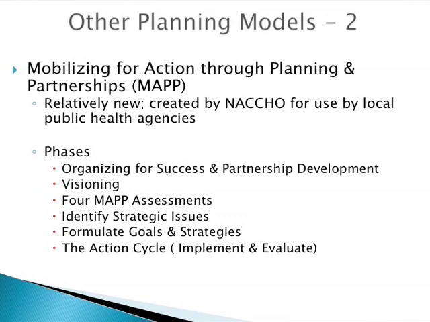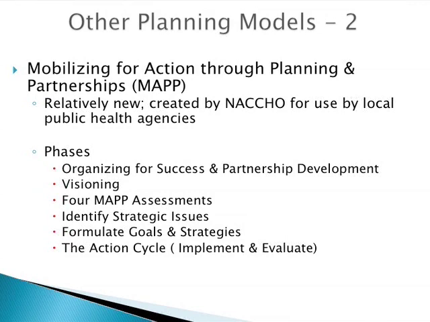In the first phase of MAP, Organizing for Success and Partnership Development, core planners assess whether or not the MAP process is timely, appropriate, or even possible. Phase 2, Visioning, guides the community through a process that results in a shared vision, what the ideal future looks like, and common values, principles, and beliefs that will guide the remainder of the planning process.